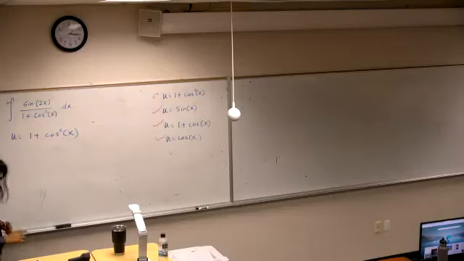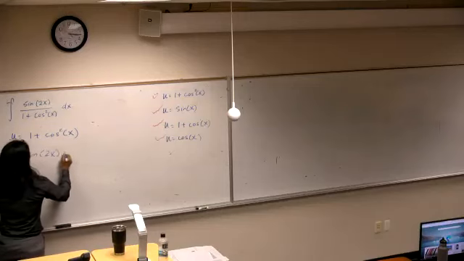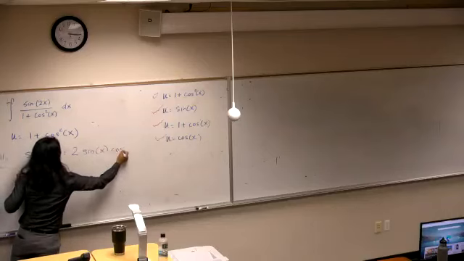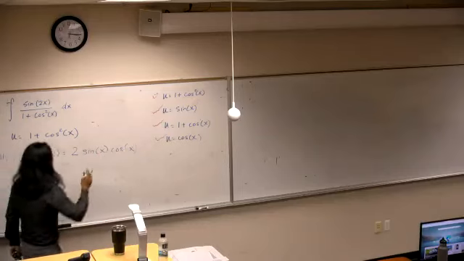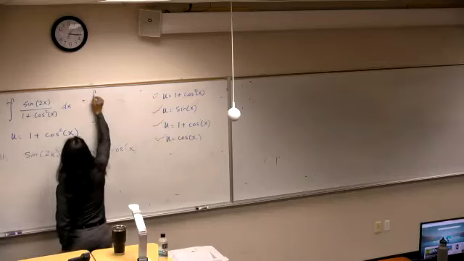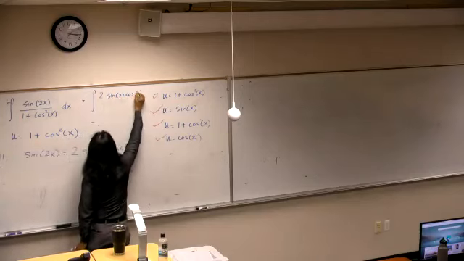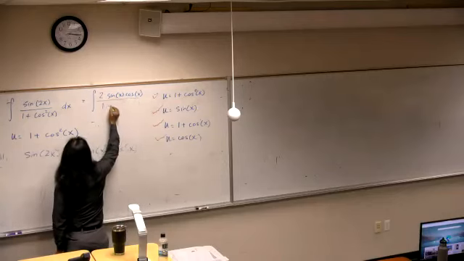The identity here: sine 2x is 2 sine x cosine x. Going to rewrite my integral. So up here, 2 sine x cosine x.